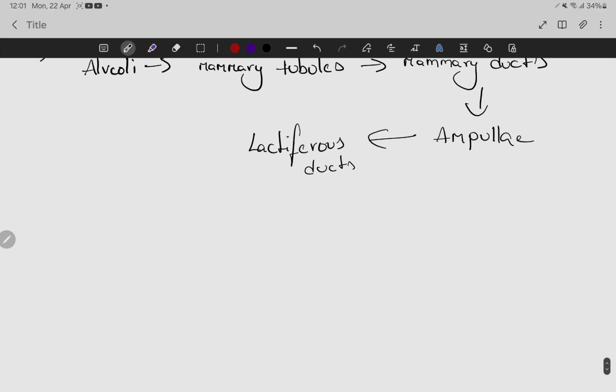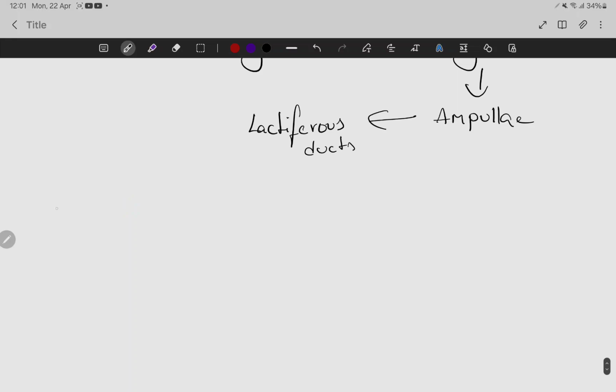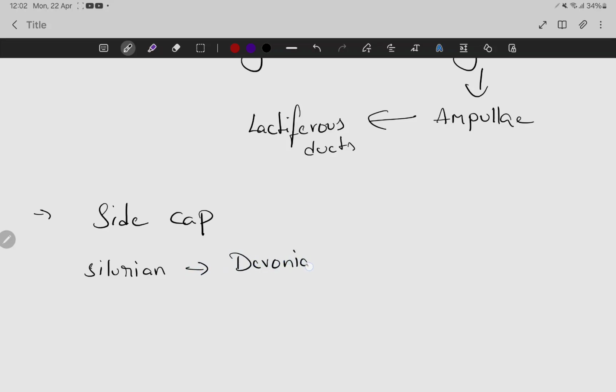So the correct order for the periods, remember this mnemonic: SCDCP. Silurian, Devonian, Carboniferous and Permian.